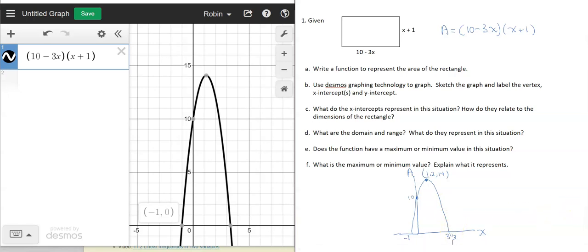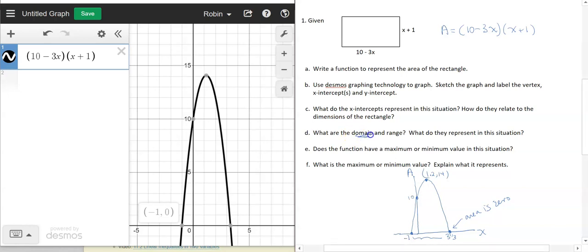Okay, so now I'm going to use this information to answer some questions. I've labeled everything, my x-intercepts, y-intercepts, vertex. What do the x-intercepts represent? Well, the x-intercepts represent the value of x that give 0 area, right? Area is 0, right there, okay? So those are the points in which you stop. You can't have x beyond those points. So basically, the values of x that produce a positive area have to fall between -1 and 3 1/3.